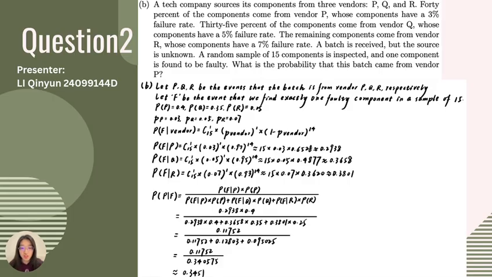Now, apply Bayes' theorem. The numerator for vendor P is 0.2938 times 0.40, which equals 0.11752. The denominator is the sum for all vendors. For P, 0.11752, plus for Q, 0.12803, plus for R, 0.095025. Adding them up gives 0.340575. Then the probability the batch is from vendor P is about 0.3451.